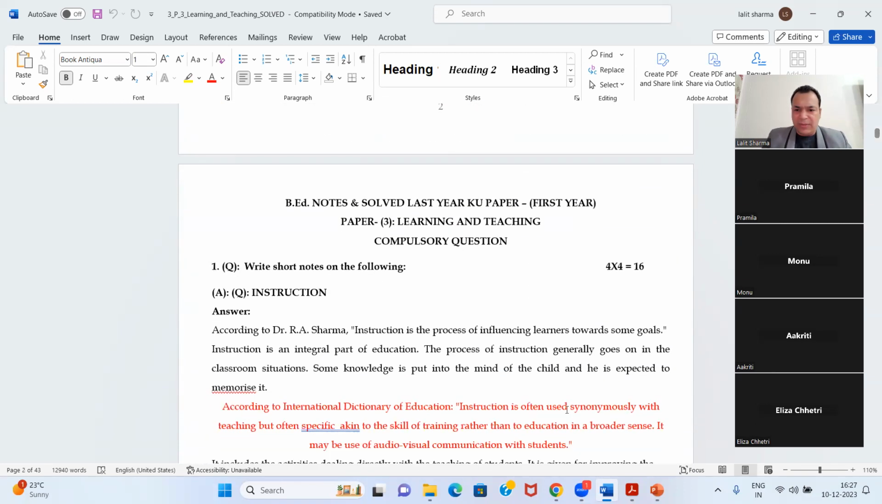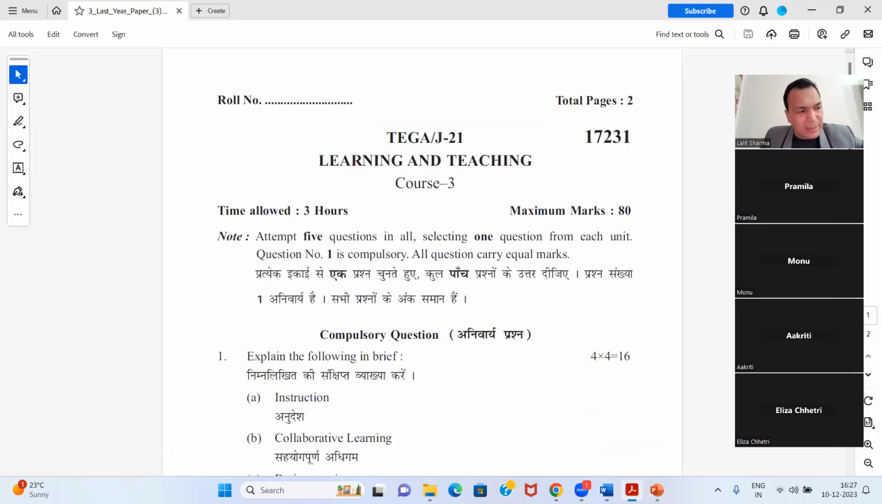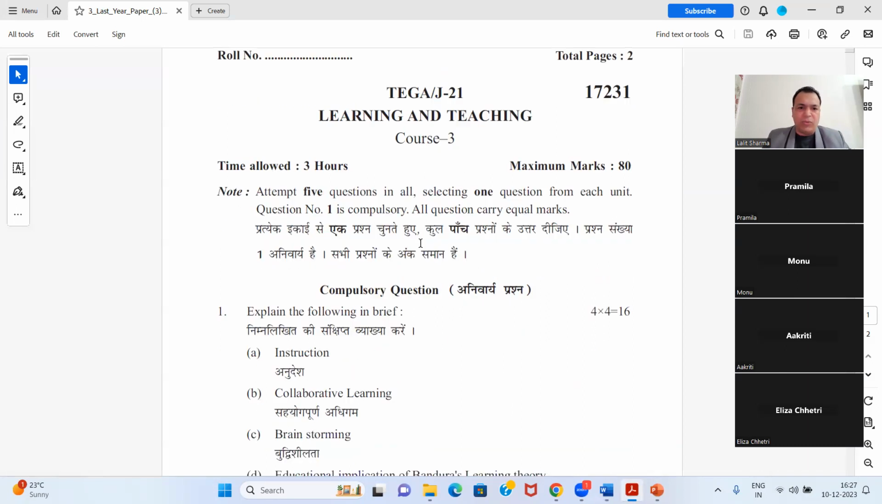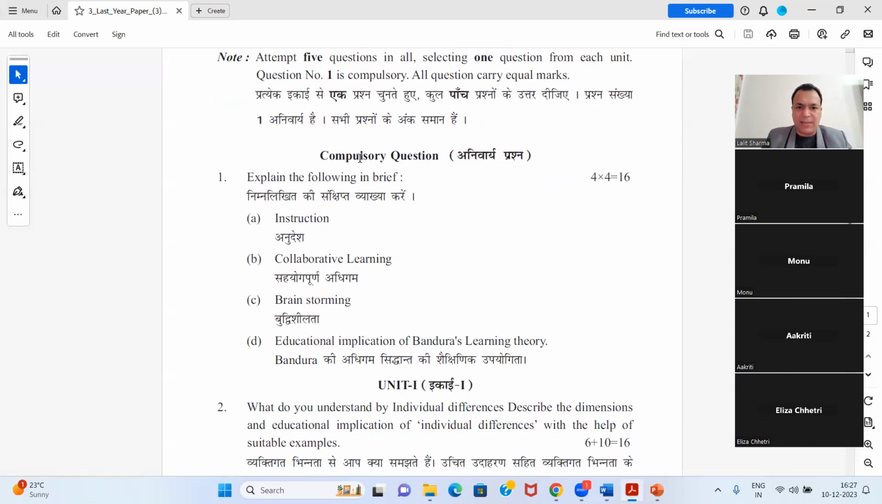We start from the first question, side by side, and we open last year's paper also. The first question is the compulsory section. There are 4 short answers: first is instruction, then collaborative learning, brainstorming, and educational implications of Bandura's learning theory. So we start with instruction.